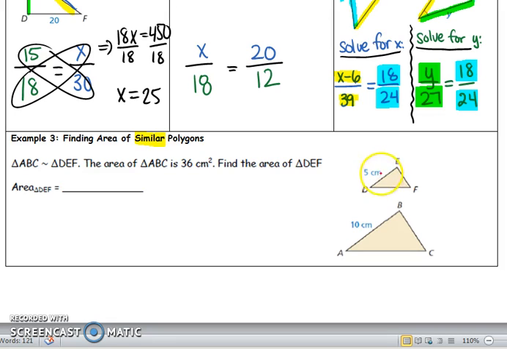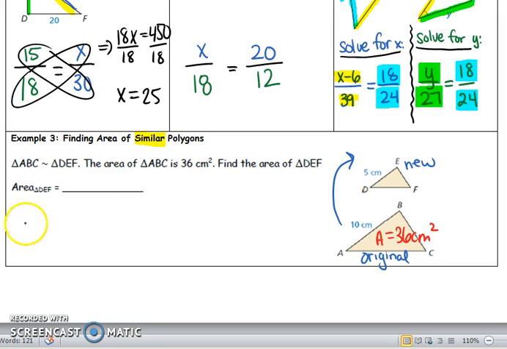So let's see, we have triangle ABC, and that triangle is similar to triangle DEF, again meaning they are scaled copies. It says that the area of triangle ABC is 36 square centimeters. And they're asking us to find the area of the smaller triangle, triangle DEF. So the first thing I want to know is, if I want to go from triangle ABC to triangle DEF, so this is the original, and triangle DEF would be the new, I want to know the scale factor.